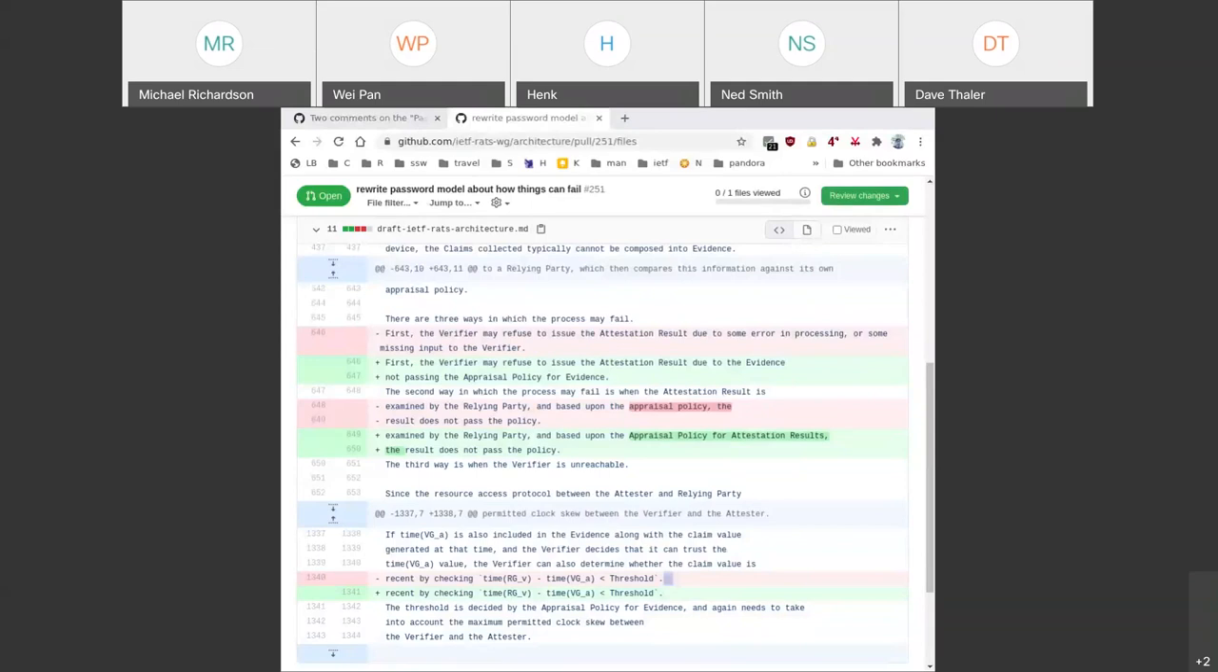The key change in meaning is that the green 646 to 647 now encompasses the notion of freshness by reference to other parts of the document, right? If something isn't fresh, it will fail the appraisal policy for evidence, where part of the policy might be that it has to be fresh within the following period of time, right? And we don't say that here, it's said elsewhere, but previously some error in processing or some missing input, well, neither of those include freshness, and so that was what the issue was.